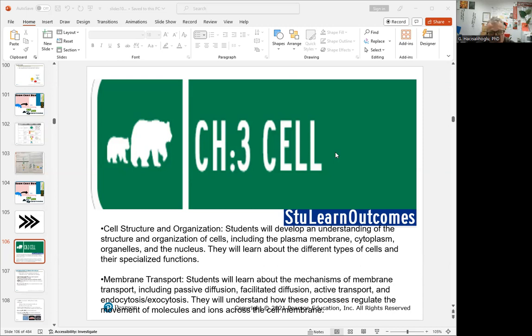We have two student learning outcomes in this chapter, which cover cell structure and organization, and understanding of structure in order to understand the function. And also there is a second part, which is membrane transport. We will focus on membranes and how transport actually works on the membranes, and the mechanisms.